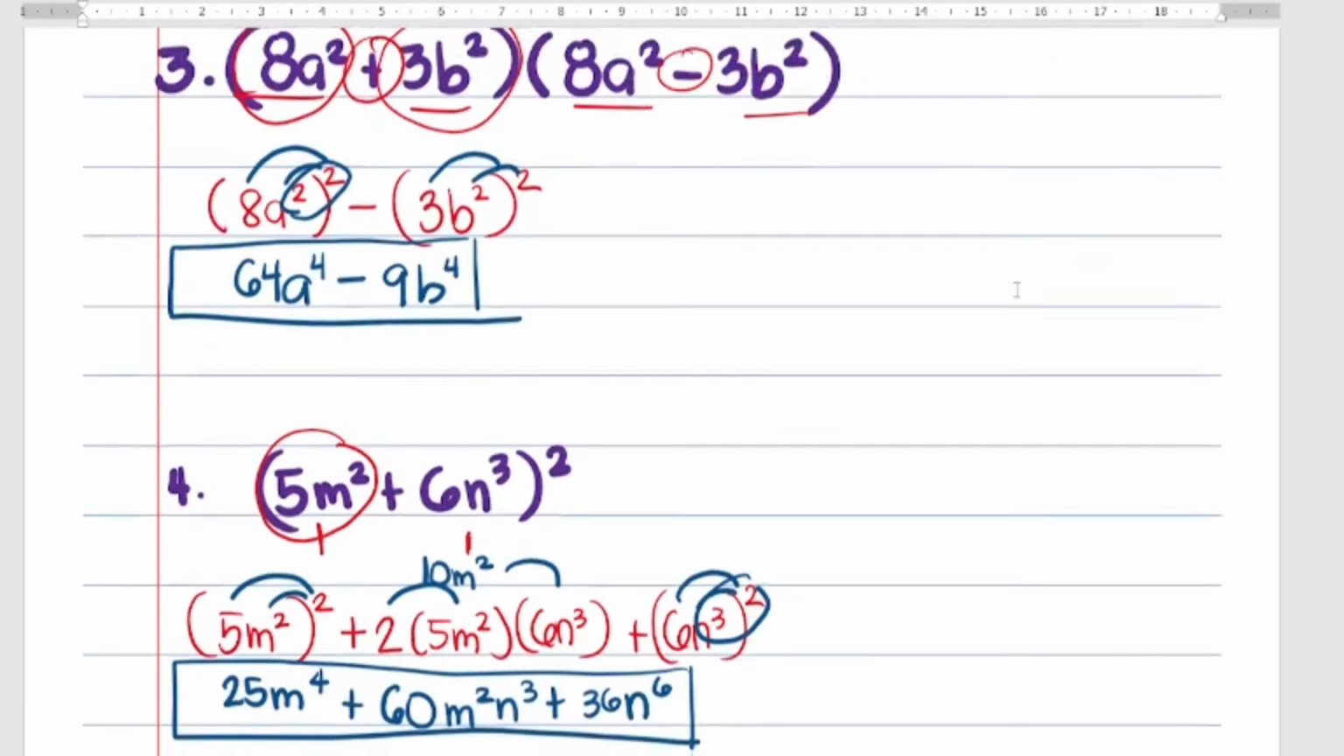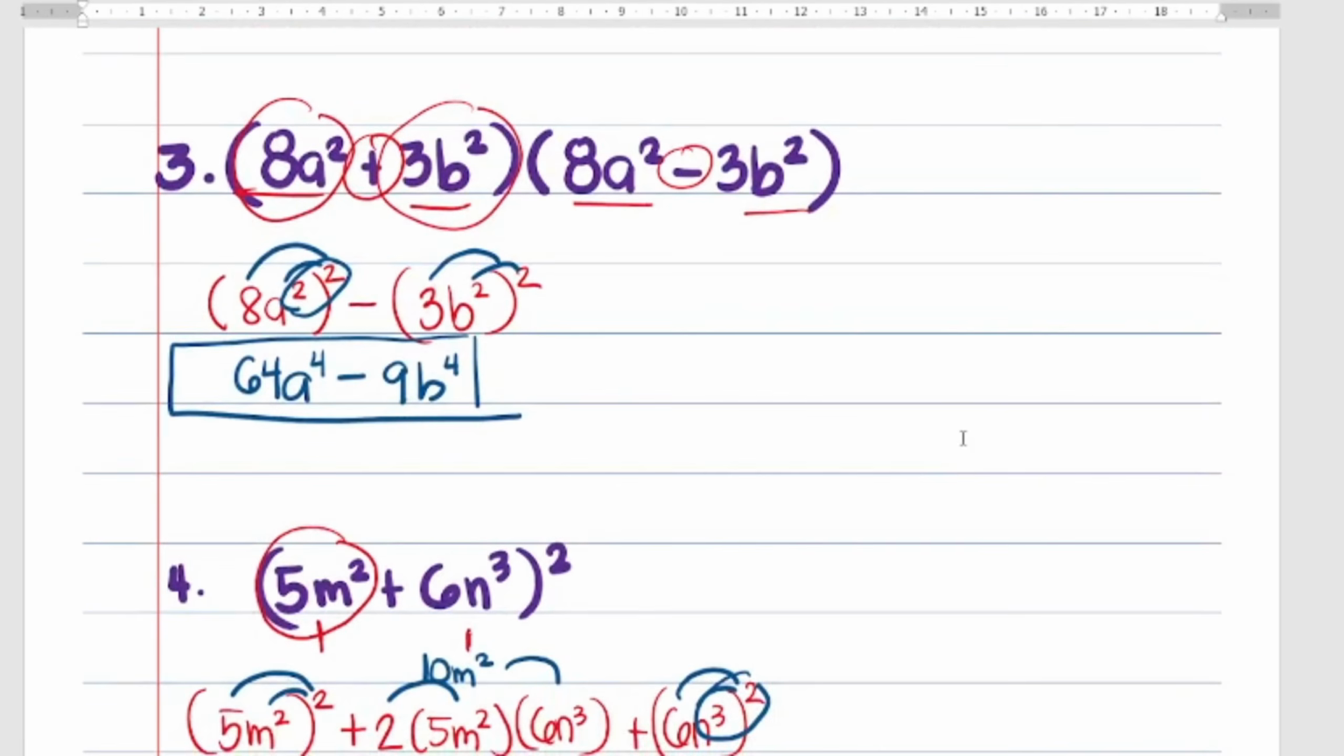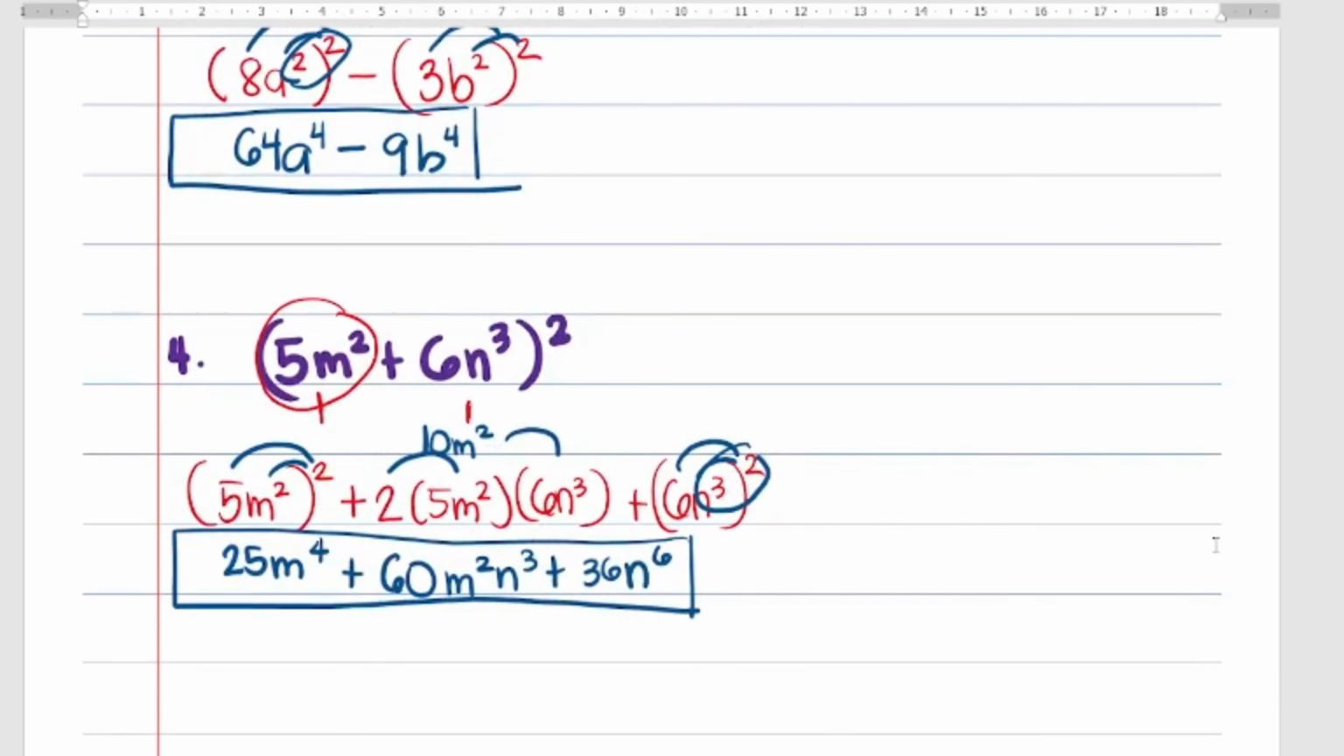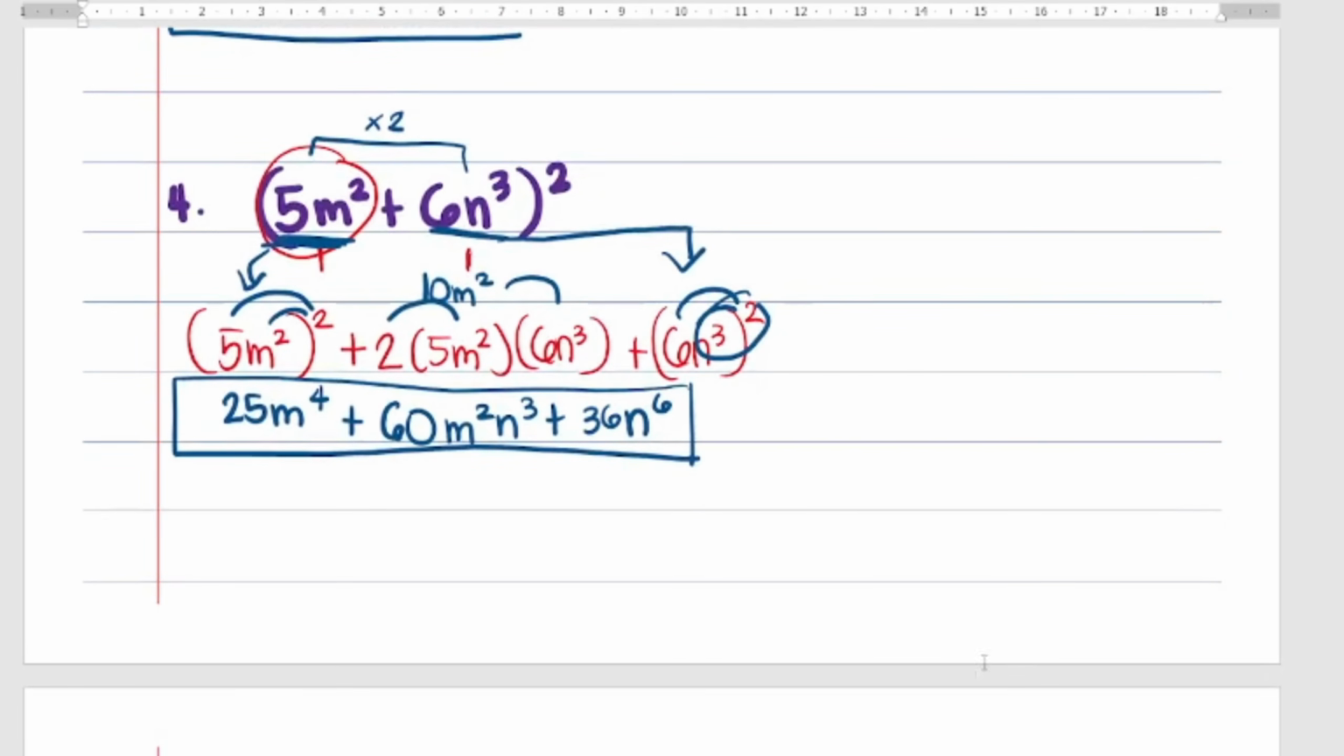And again, you can do this mentally. If you're more comfortable with mental calculation, then go for it. Always follow the pattern. So again, you square the first term. Then for the middle term, you multiply, then times 2. Then for the last term, you get the square. That's the pattern. Next.